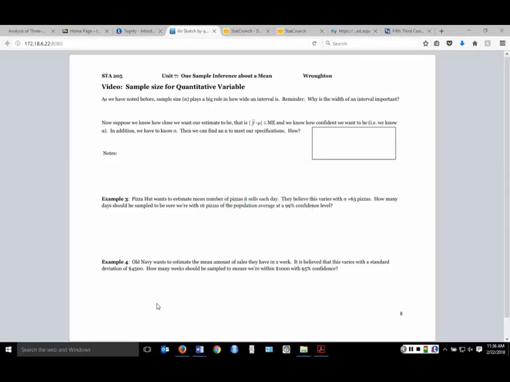And so this last video for this unit, we're going to talk about determining sample size for a quantitative variable. Just at the end of the last example we did, we talked about how sample size can play a role in how wide our interval is. Remember, we talked about the bigger the sample size, the narrower our interval actually was. And the width of our interval was important because a narrower interval is more informative.